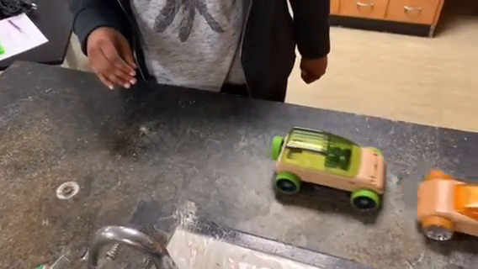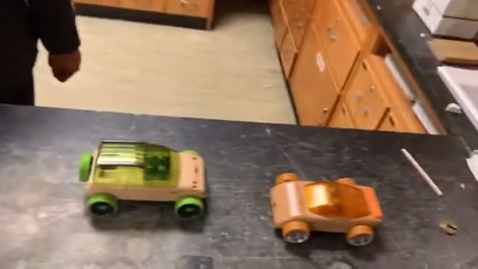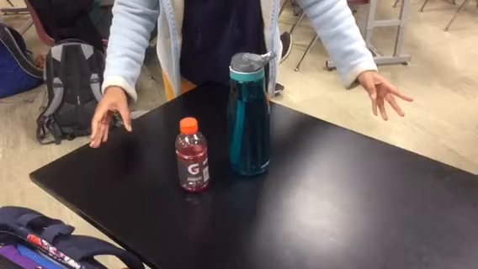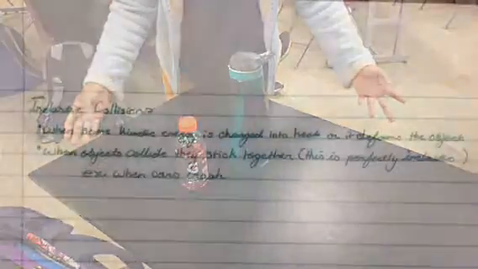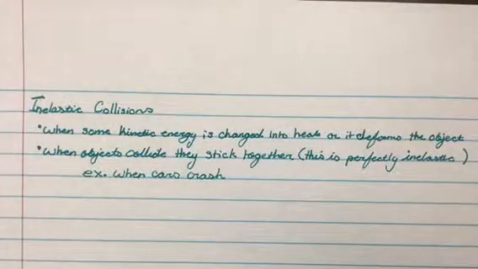Elastic collisions occur when colliding objects retain their properties when they collide. This is demonstrated by these two cars hitting each other. After the collision, they still retain their own shapes and properties. This is also shown when these two bottles collide together. In an inelastic collision, kinetic energy is not conserved. In a perfectly inelastic collision, the objects stick to each other. An example of this is a car crash.